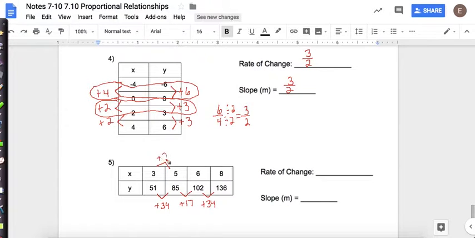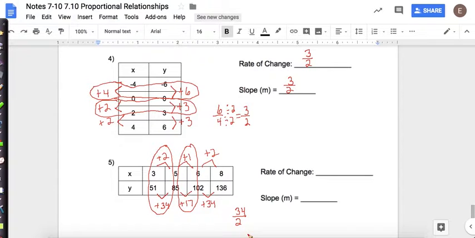Now the top is much easier to see the pattern. 3 to 5 is plus 2. 5 to 6 is plus 1. And 6 to 8 is plus 2. Now I'm going to circle these two because these are the only two that I see. This one is the same as the last one, so I don't need to circle it. So we got 34 over 2.